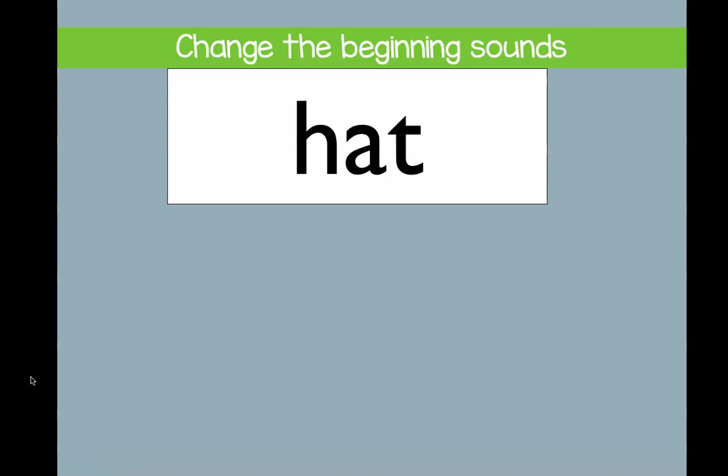What's this word? You're right, it's hat. So what do you hear at the beginning of hat? That's right, huh, at. So let's change that beginning sound. Let's change that H to a B. Now what word do we have? What sound does B make? B, at, bat. Good job.